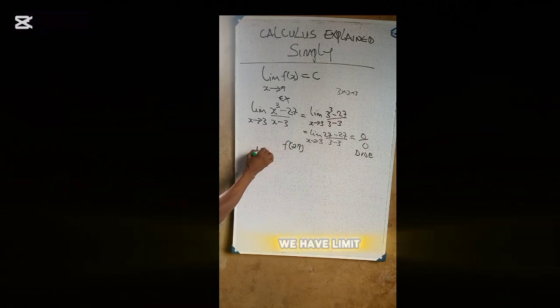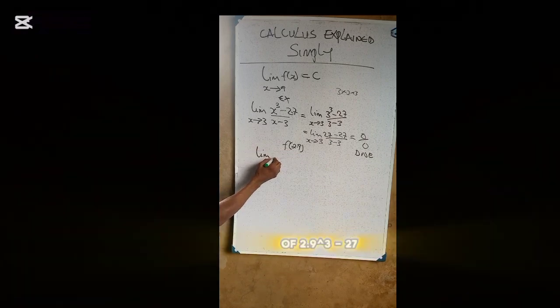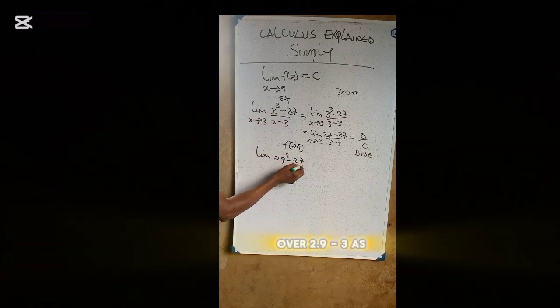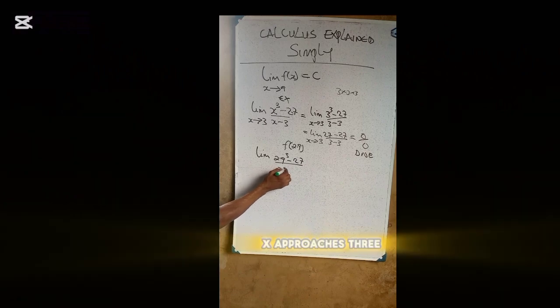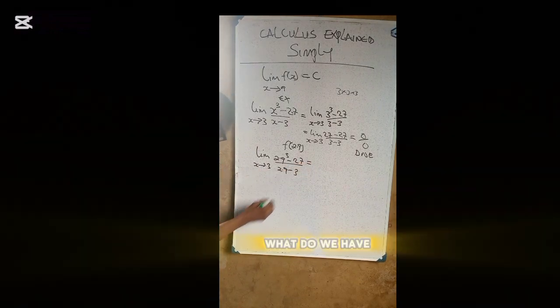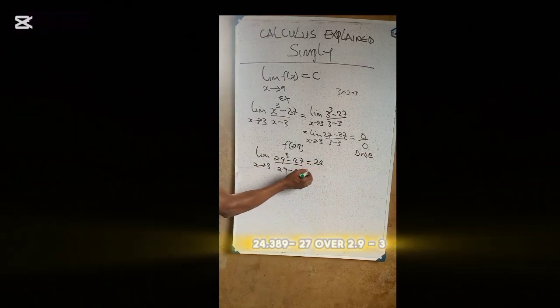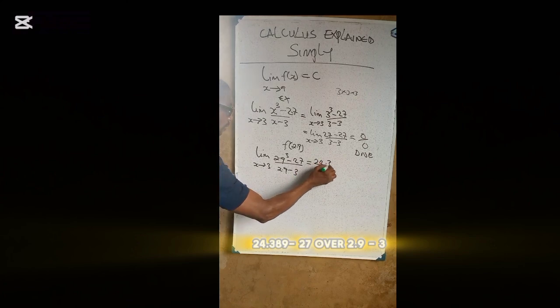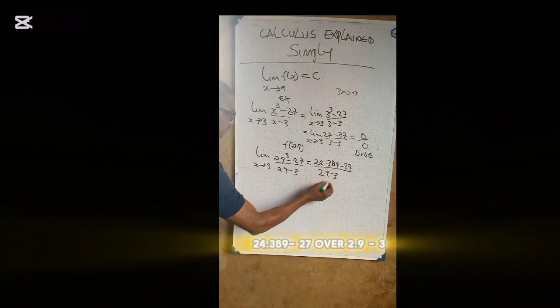Let's look at the limit. Here we have the limit of 2.9 raised to the power 3 minus 27 over 2.9 minus 3 as x approaches 3. What do we have? This is equal to 24.389 minus 27 over 2.9 minus 3.